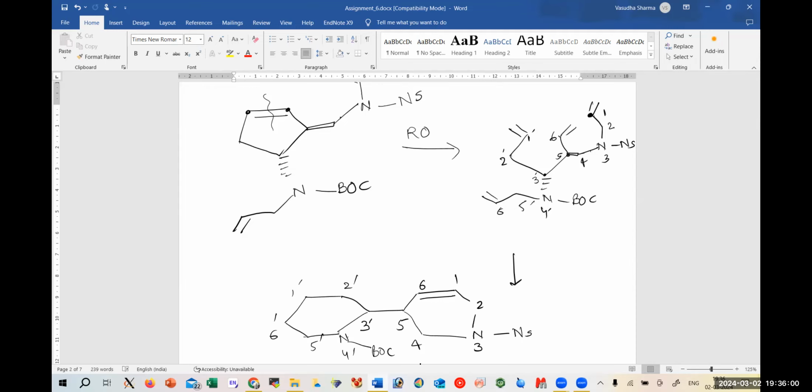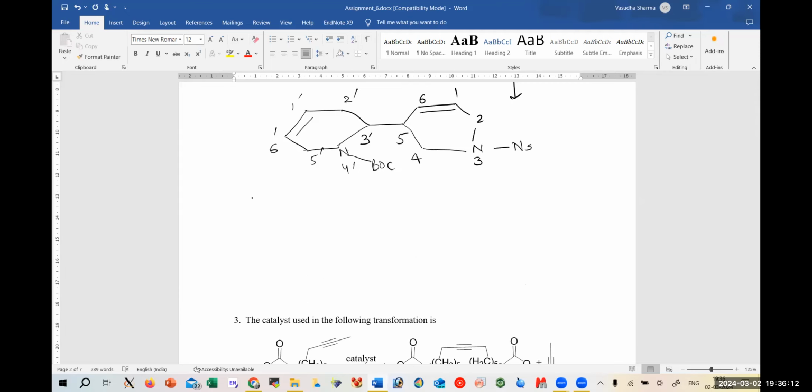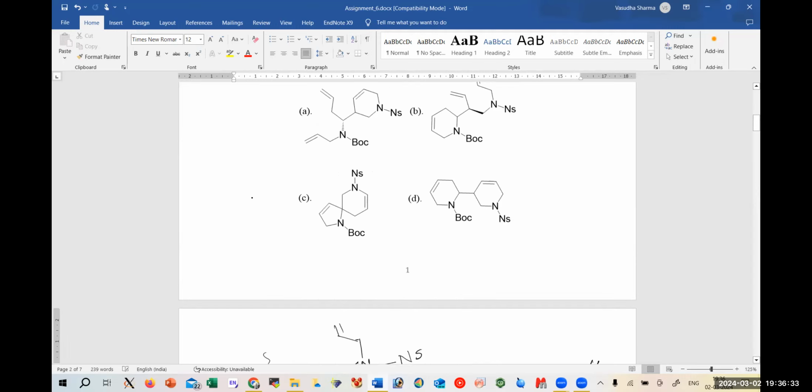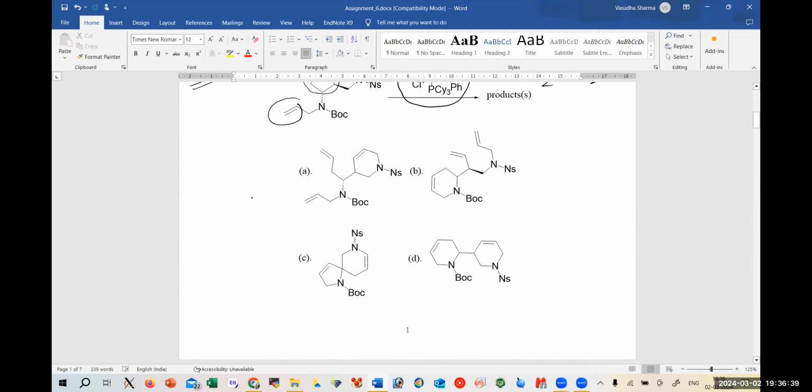And if you will see, 1' and 6' are going to have a double bond, so it is your group. Now, if I make it even more properly, this group is nothing but your nitrogen, double bond O, this is Boc, and that is Ns. So you can easily see which product we have formed, and this is matching with our only option number D.